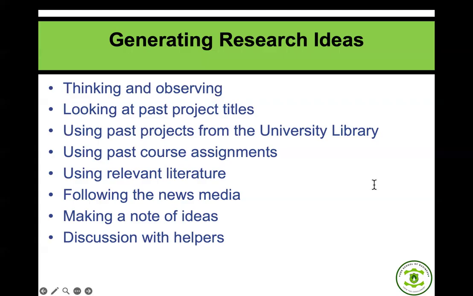You could also use current events by following business news, watching the market trends, and then maybe noticing what's changing in the Ghanaian business environment. Maybe we can also use brainstorming as a way of generating research ideas.